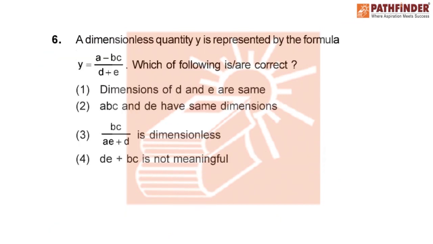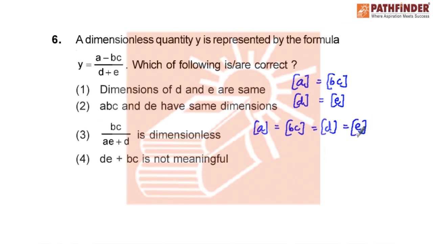Let us move to question number 6. A dimensionless quantity y is represented by the formula y equals a minus bc upon d plus e. The moment we look at the formula, we can say a few things without even seeing the options. Two quantities can be added or subtracted only if they have the same dimensions. So the dimension of a must be equal to the dimension of bc, and similarly the dimension of d must be equal to the dimension of e. Moreover, since y is dimensionless, the dimensions of the numerator and denominator must be the same. So the dimension of a is equal to the dimension of bc, and the dimension of d is equal to the dimension of e.